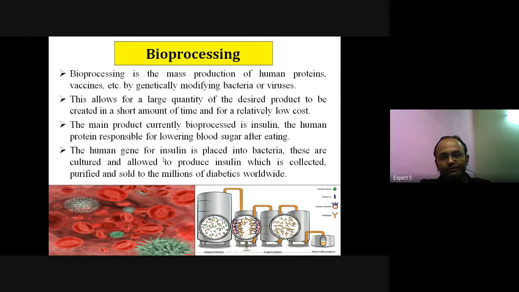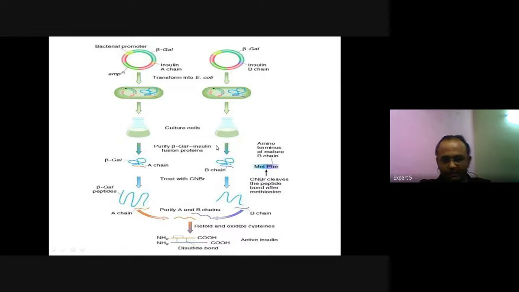For the production of insulin on a large scale, the human gene for insulin is placed into bacteria. These are cultured and allowed to produce insulin, which is collected, purified, and sold to millions of diabetics worldwide. This is the formation of insulin with the help of genetic engineering.